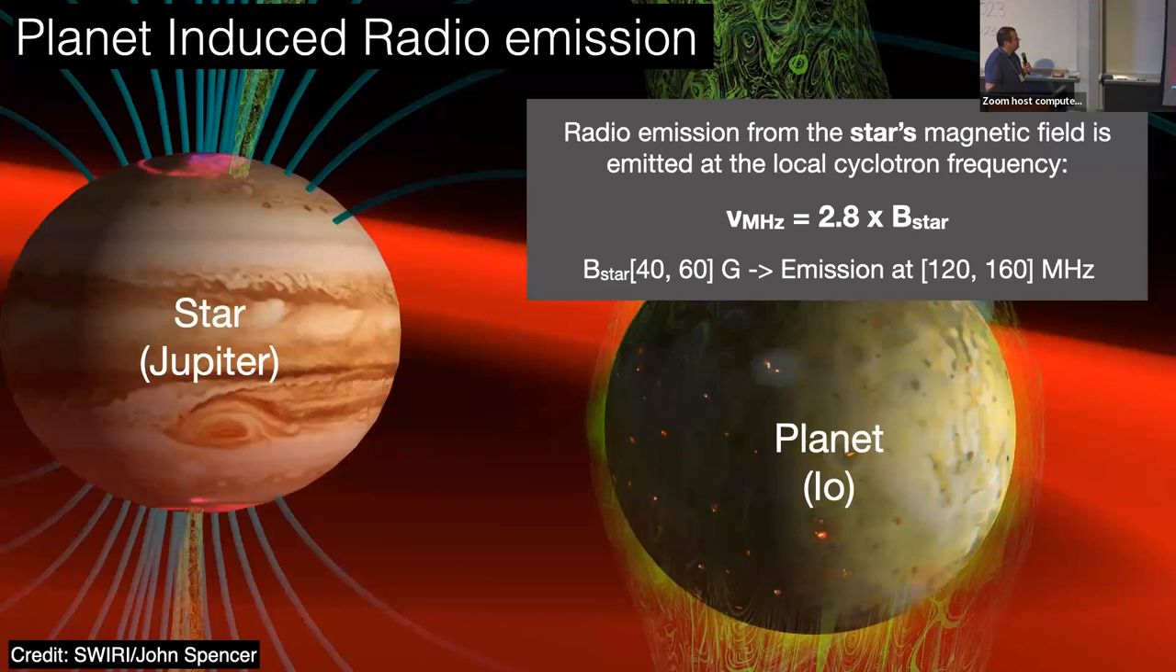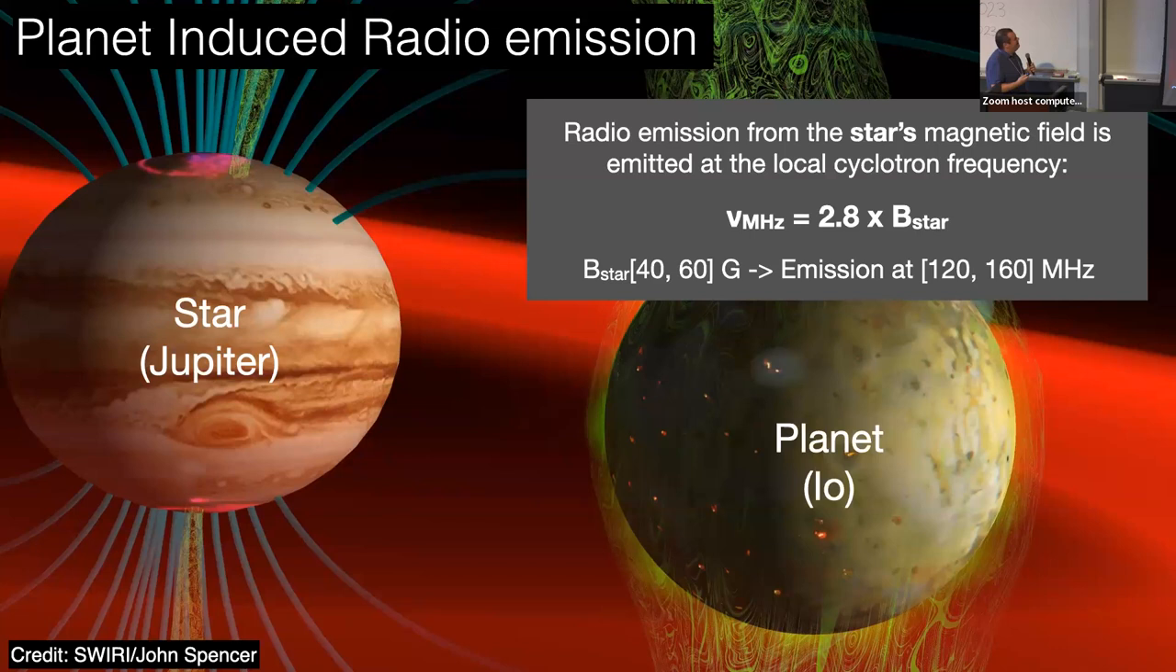The other way you can have radio emission from a planet is when the planet induces radio emission on the star. Lee gave a really nice overview of this in his talk, where I've taken the liberty of calling Jupiter a star and Io a planet here, but it's the same process. I was not told, I'm from Lowell, I couldn't use Pluto and Charon; that was not allowed.